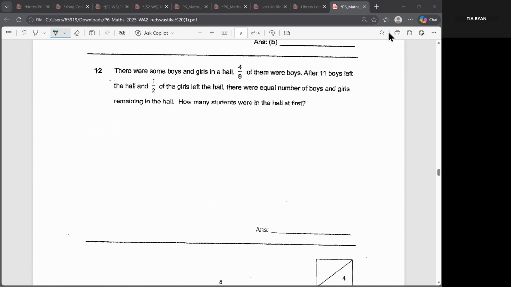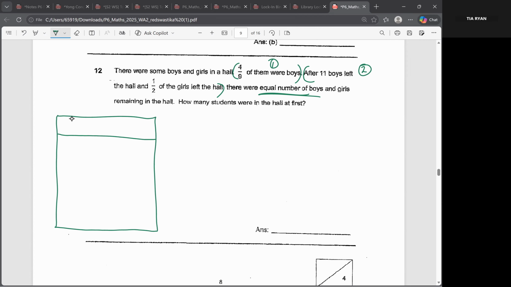All right, so let's look at this question. There were some boys and girls in the hall. 4/9 of them were boys. Yes or no? And after 11 boys left the hall, half the girls left the hall. Right? There was an equal number in the end. Agree or disagree? So this is a before, some of them left, which is the change, and then there's the after, which is the equal parts. Agree? So immediately draw the table.